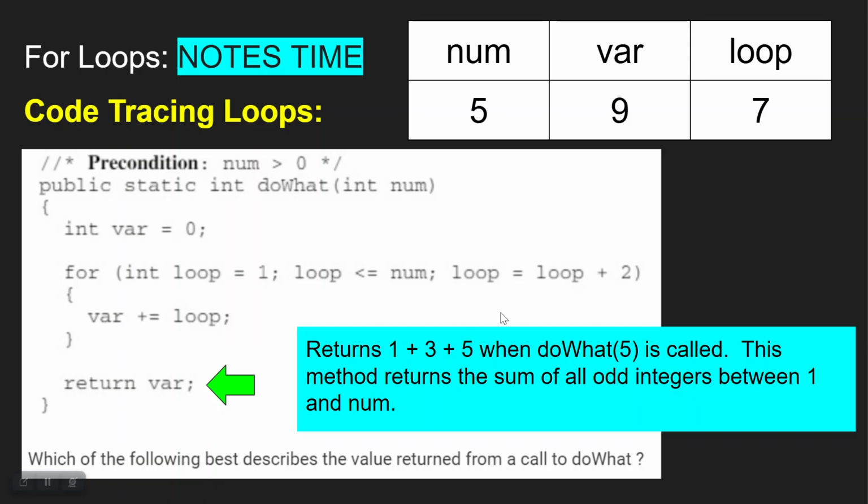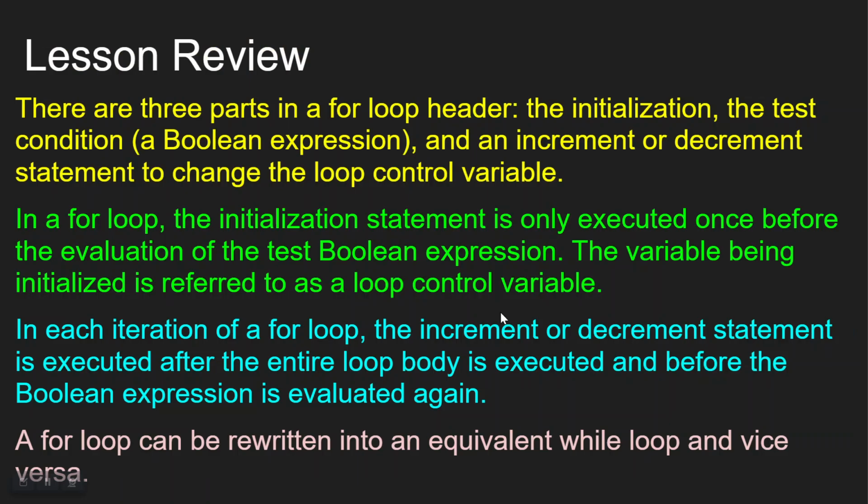So there you go. We'll go ahead and get to our lesson review here. Again, there are 3 parts to a for loop header. You've got the initialization, the test condition, which is a Boolean expression, and then an increment or a decrement of some kind. In a for loop, the initialization statement is only executed once before the evaluation of the test Boolean expression. The variable being initialized is referred to as the loop control variable.